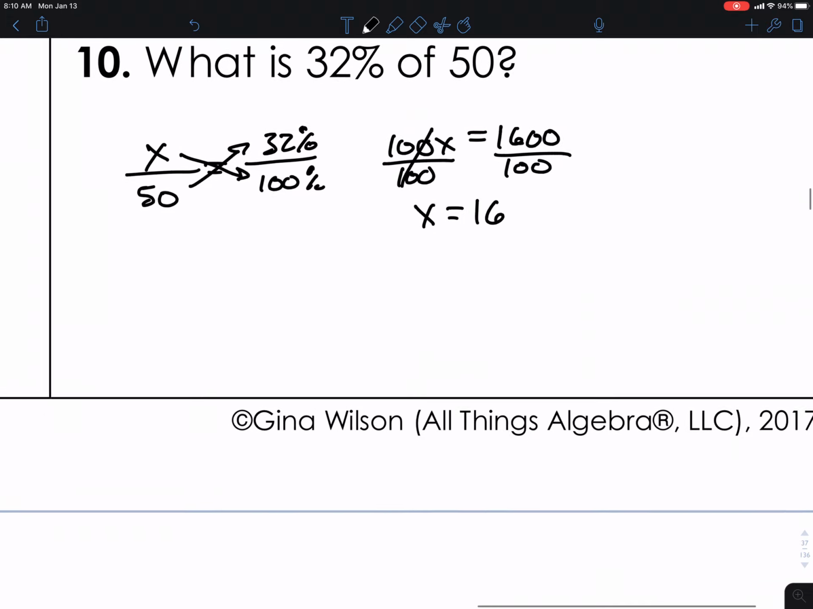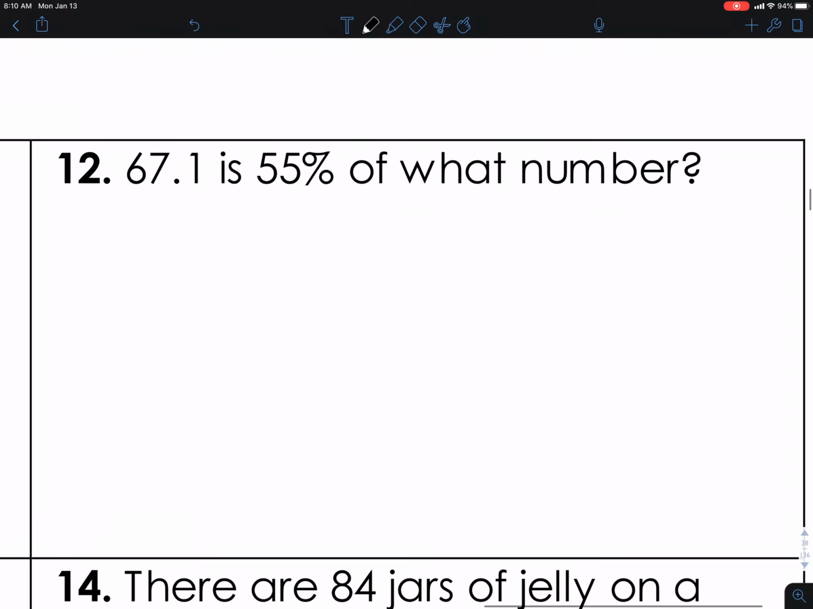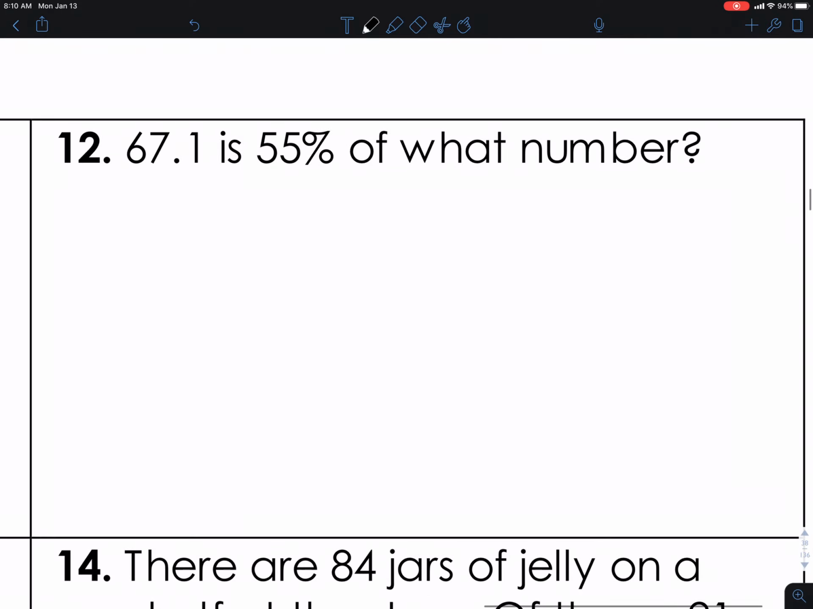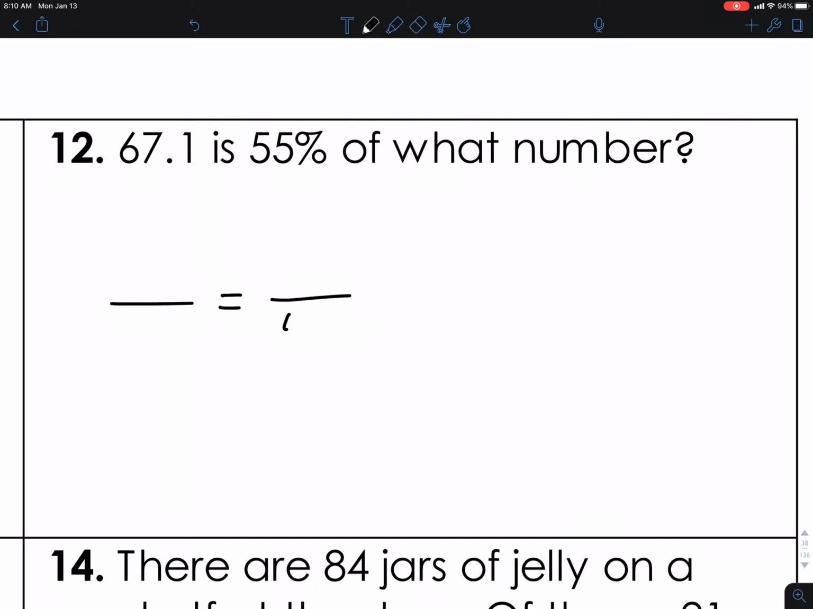Let's go to the back side. Again, bar equals bar over 100. Setting all these up the same. 67.1 is 55% of what number? Okay, of what number? We don't know of what number, so we put a variable. 67.1, they gave us a percent over here, 55%, so I'm going to put that up there. If you want to put a percent there to remind you that these are percents. 67.1. It's the only other place it can go.